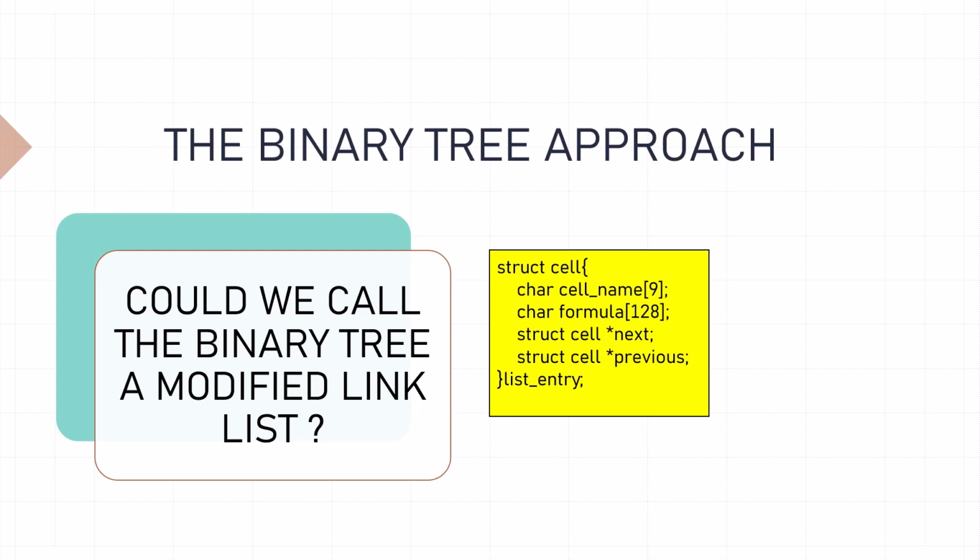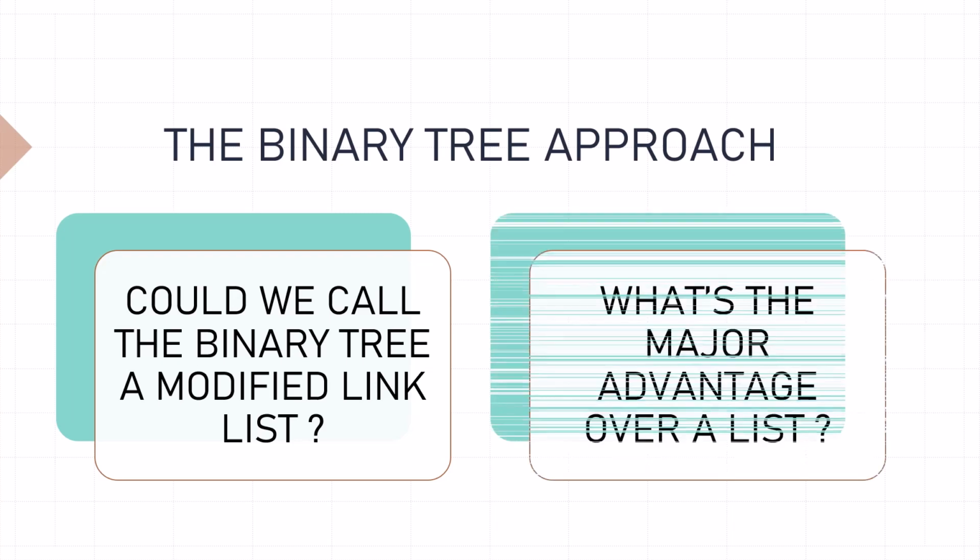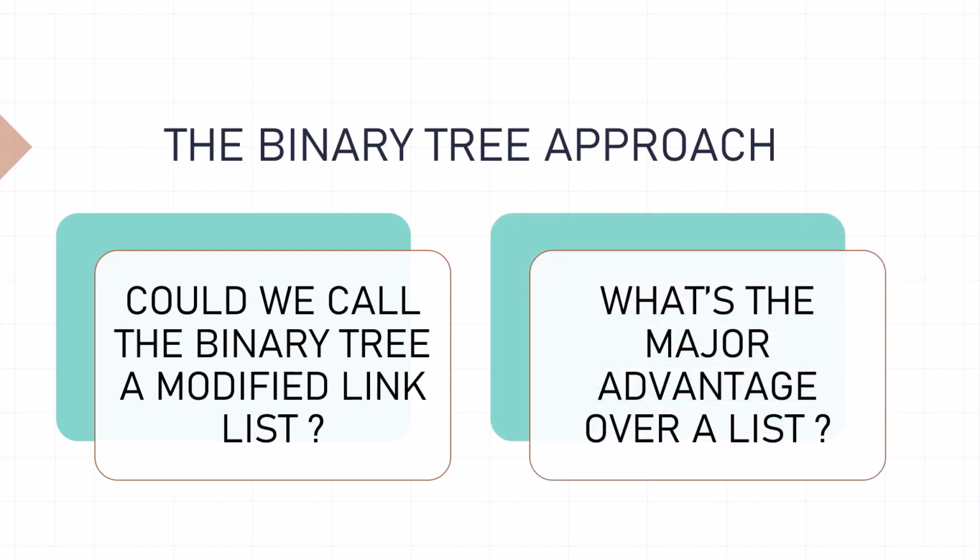Now, when we talk about the binary tree and the structure that we're going to use for that sparse array, it is going to be something like this. And as you can see again, we have two pointers, one pointing to the left node and one pointing to the right. And so you can see that the binary tree is in effect a modified version of a doubly linked list, right? What then is the advantage over a list?